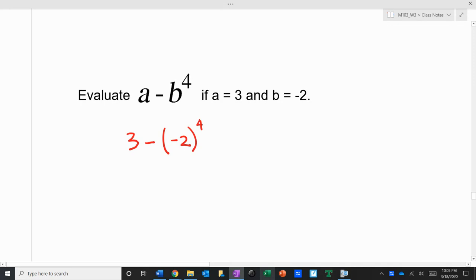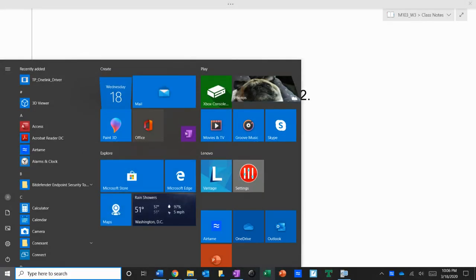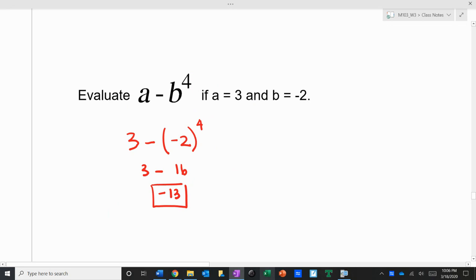So order of operations, we have a parentheses, but there's nothing further that we can do inside that parentheses. So we're finished. Next is the exponent. So we would say negative 2 to the fourth power, or negative 2 times itself 4 times. And that's going to be a positive 16. So we've got 3 minus 16, which is negative 13, and that's our final answer. Okay.